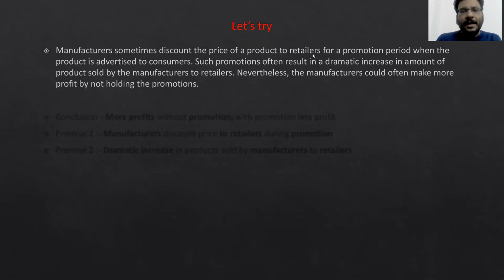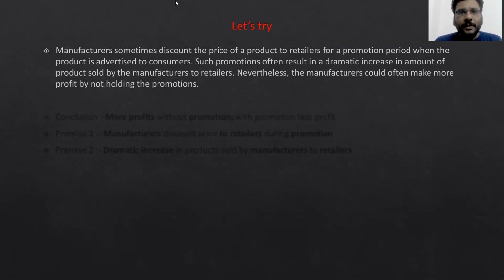strengthen it. And let's also look at options to identify the right option which strengthens the argument. Now, the statement goes like this: manufacturers sometimes discount the price of a product to retailers for a promotion period when the product is advertised to consumers. Such promotions often result in a dramatic increase in the amount of products sold by the manufacturers to retailers. Nevertheless, the manufacturers could often make more profit by not holding promotions.